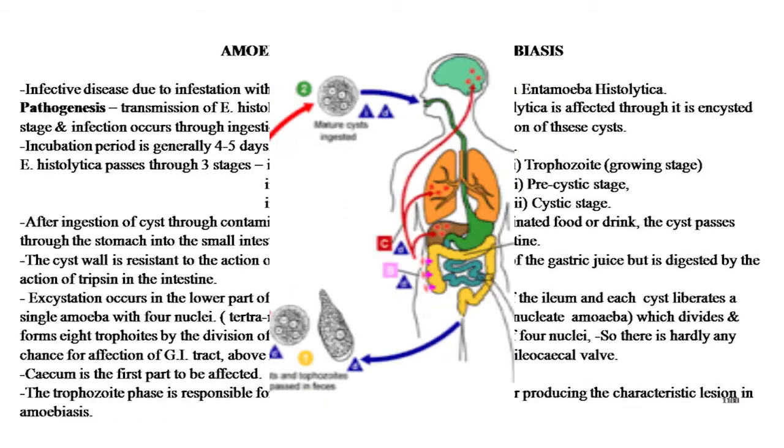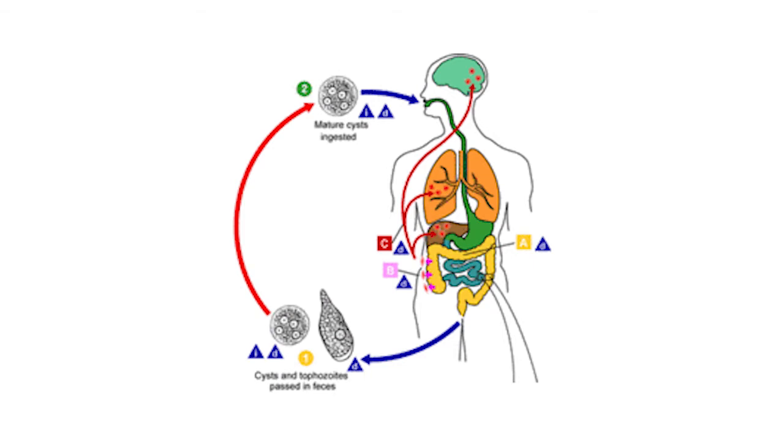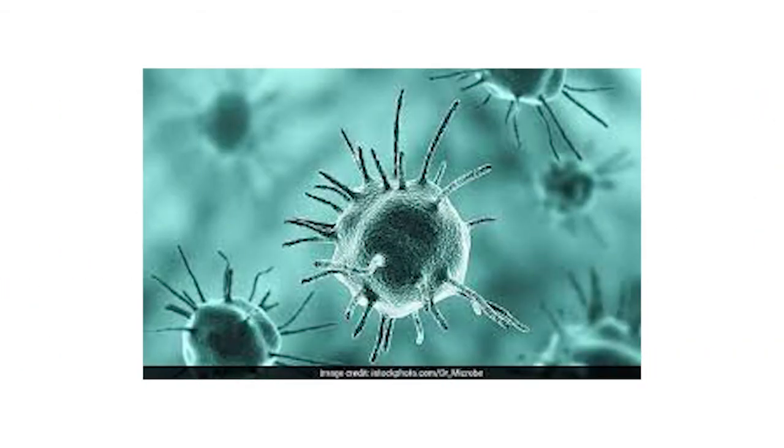Here is an animated image showing the cycle of the Entamoeba histolytica, how it goes in the body by consumption of contaminated food and by the fecal matter of the infected person. Again it produces the cyst and trophozoites, and again it is transferred to another person. This is the picture of the amoeba.